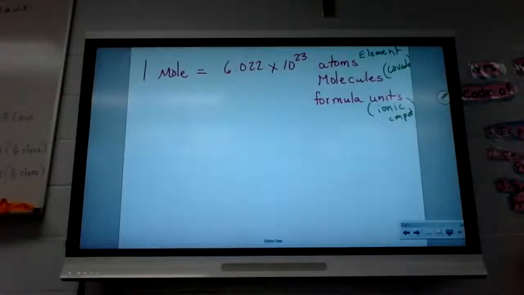Today, we're branching out into compounds. A molecule refers to something that's covalently bonded. A formula unit is something that has an ionic bond. Now, do we have to worry about what kind of bond it has when we calculate? No. Just when we're naming it. It doesn't matter when we calculate. We don't care.